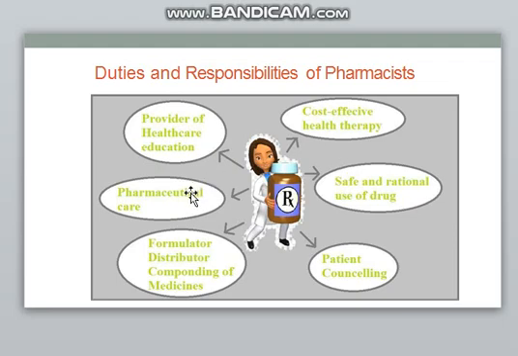Fifth is your pharmaceutical care. Sixth is to provide healthcare education. If a new drug is coming into the market, the role of the pharmacist is also to provide the knowledge to the healthcare professionals on a daily basis.